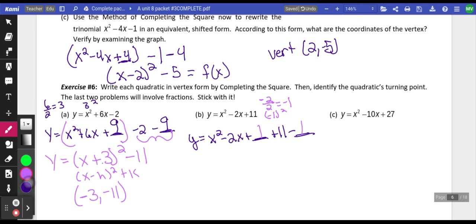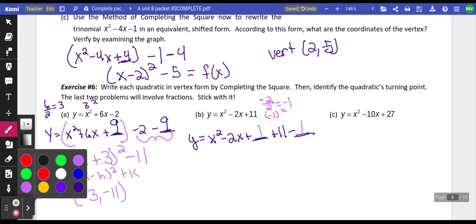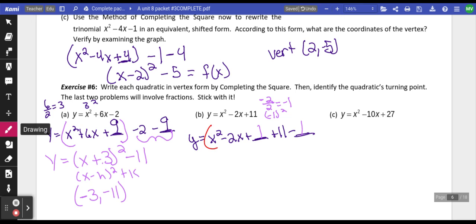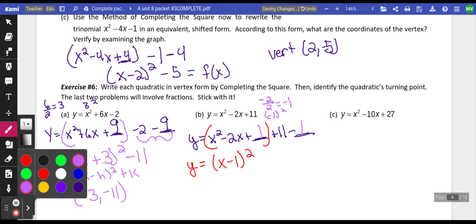That gives me this perfect square trinomial, which factored is x minus 1 squared. And then I combine like terms out here, and I get plus 10. So the vertex is (1, 10).